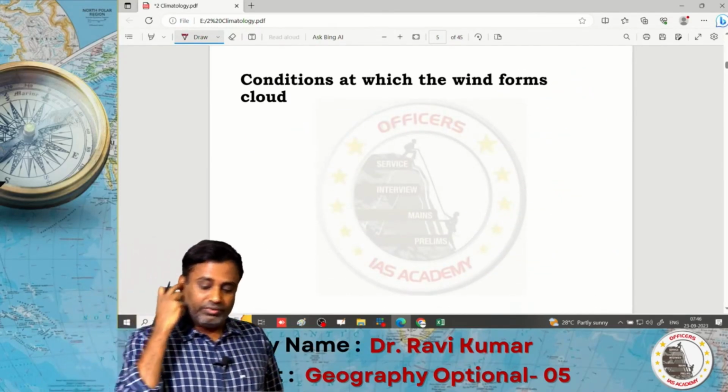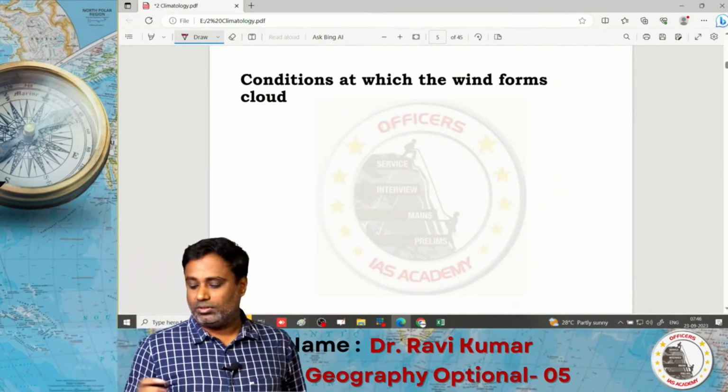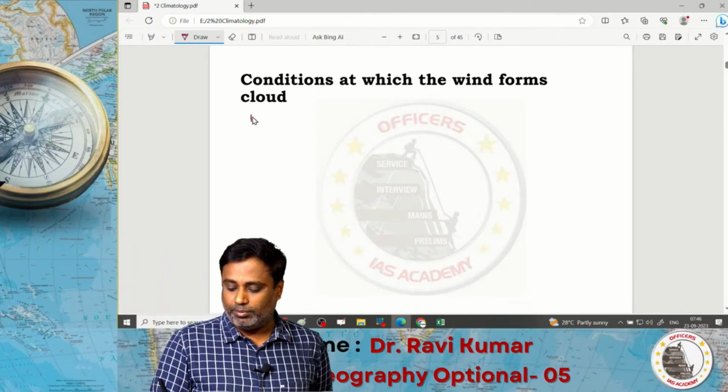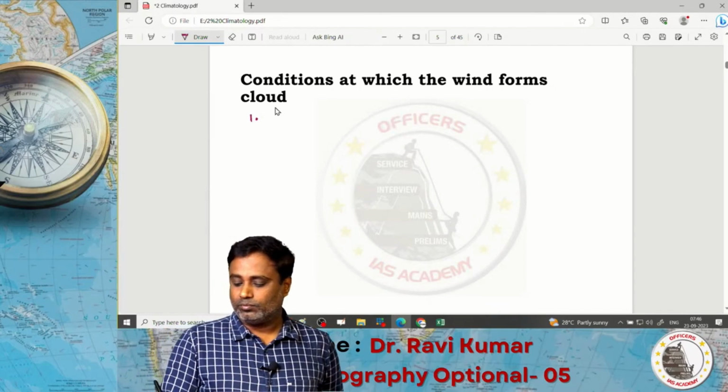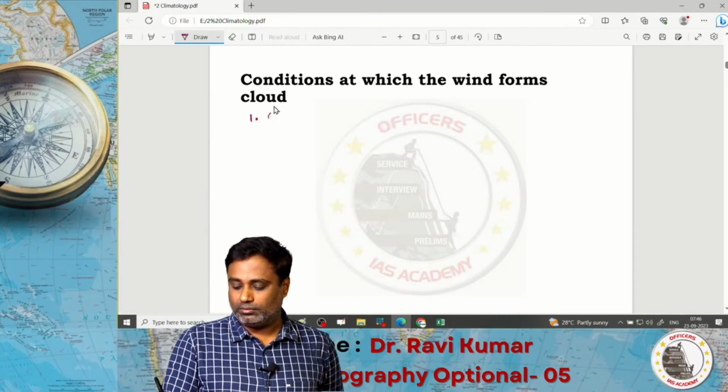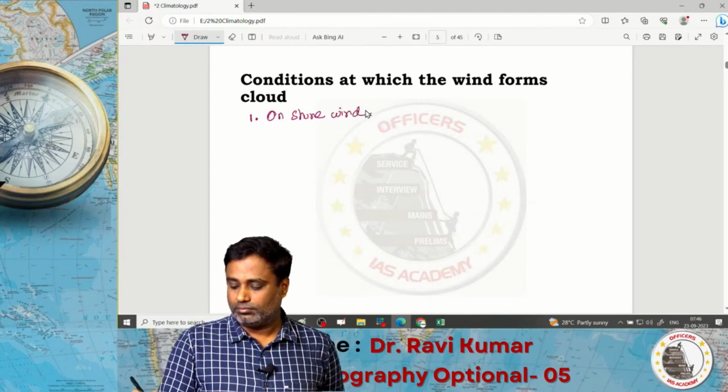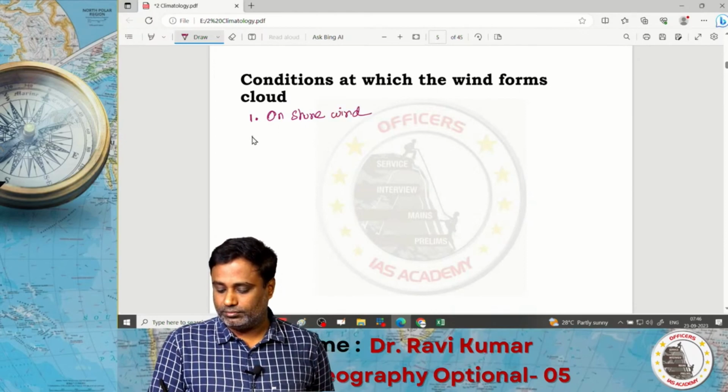The condition at which a wind system will create cloud, we should know it. There are three important conditions. Number one, the wind should be an onshore wind system. It should be an onshore wind system.